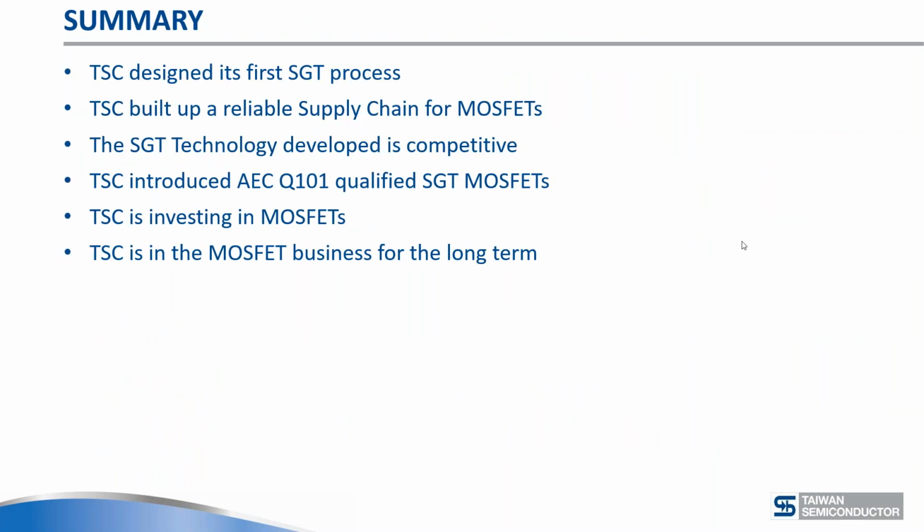So let's summarize. We're coming to the last slides. We designed our first split gate technology process. It's been in production for 1 year, and we're shipping orders against it for 1 year. We built up a reliable supply chain for MOSFETs in that period, using not just UMC, but slowly also developing our in-house backend and one subcon. The split gate or shielded gate technology we developed is competitive.